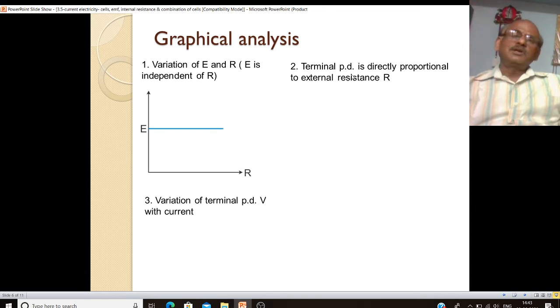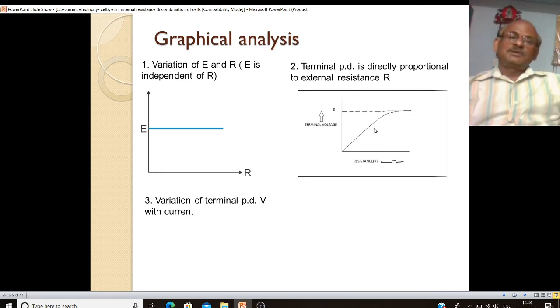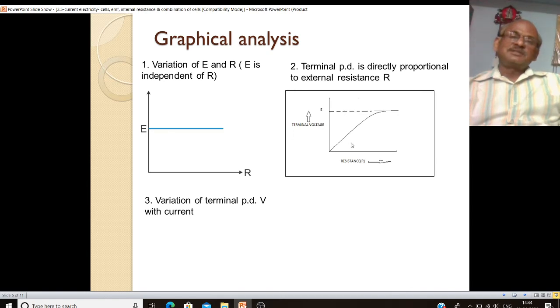Second, terminal potential difference is directly proportional to external resistance R. See the Ohm's law, V equal to IR, so if R increases, obviously terminal potential difference will increase. So its graph is, see the Ohm's law graph, here the maximum value is the EMF, because terminal potential difference cannot be more than the EMF of a cell.